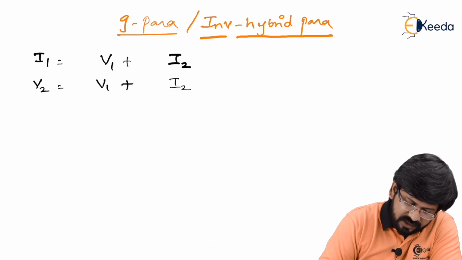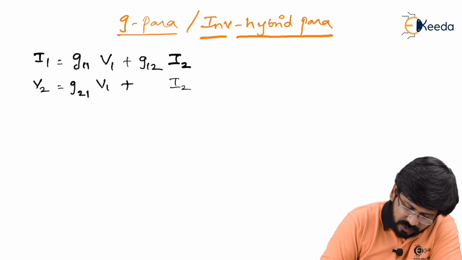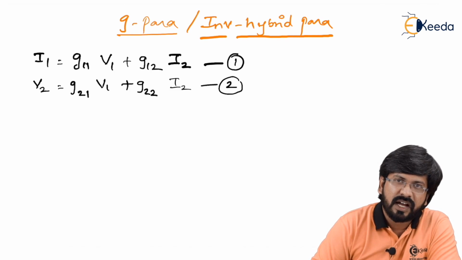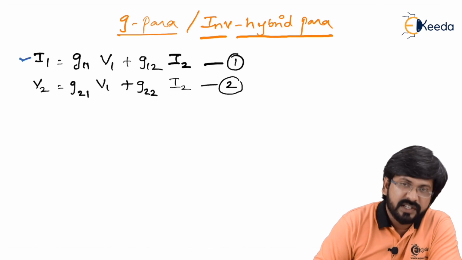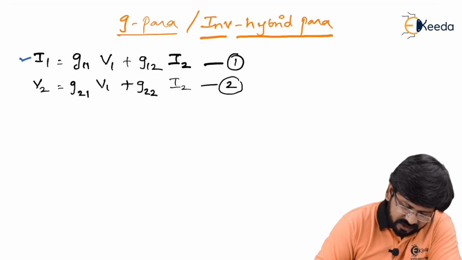Now to complete this, we replace all the empty spaces as G11, G12, G21 and last is G22. This has become equation 1, this has become equation 2. Start drawing now equivalent circuits. As you can see, the first equation is nothing but a current equation. Naturally, if it is a current equation, it will give you a parallel circuit.